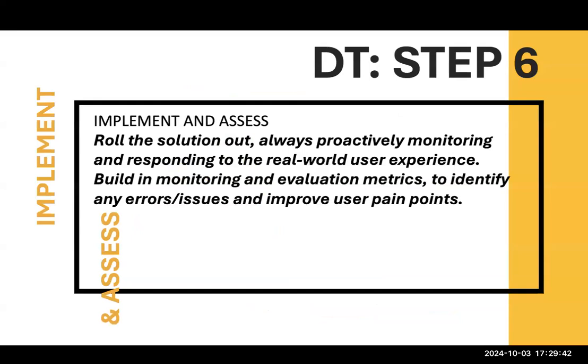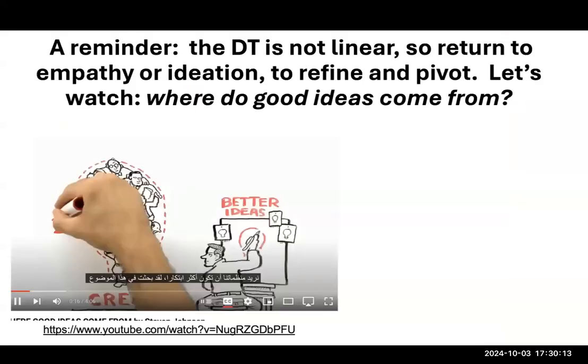And the final design thinking step is implementing and assessing. So rolling the solution out, always proactively monitoring and responding to the real world user experience though. You haven't finished. I mean, design thinking is an iterative and engaging process. So you need to build in monitoring and evaluation metrics to identify any errors and issues and to improve user pain points. It really is this focus on always user-centered, always iterative and developmental, and focused on improving the experience.